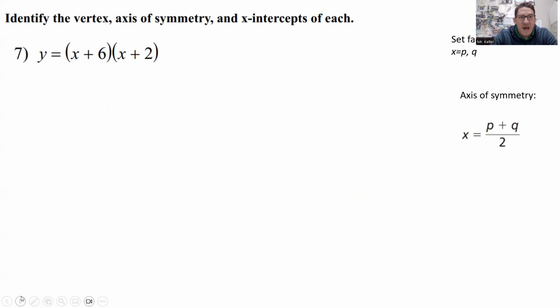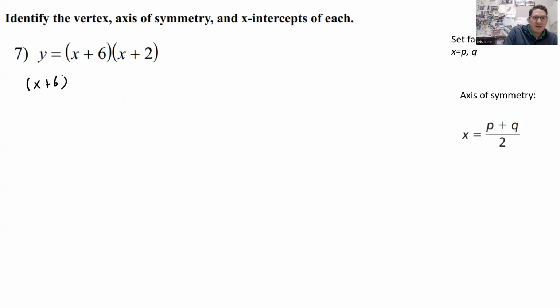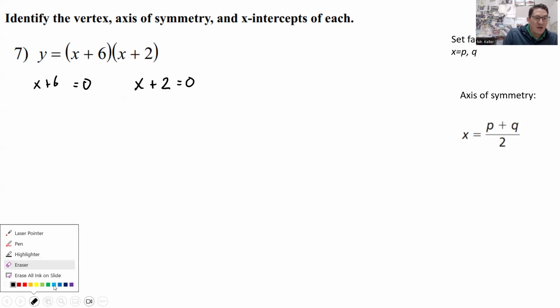Identify the vertex, axis of symmetry, and the x-intercepts of each. So for the x-intercepts, set the factors equal to 0 and solve, x equals p and q. We're going to use the zero product property. We are going to set each of these factors equal to 0. So it's going to be x plus 6 is equal to 0, and x plus 2 is equal to 0. I don't need these in parentheses. Set each of those factors equal to 0, and then solve for x on each of these.